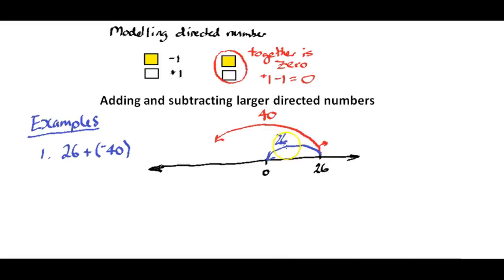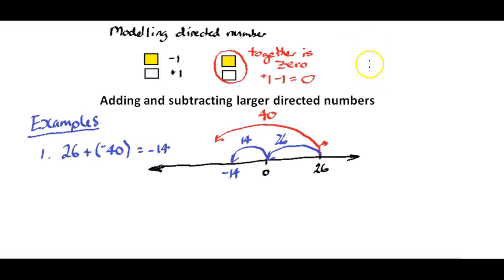And how much have I got left over? I've used up 26 out of the 40. So another 4 will get me to 30, and another 10 will get me to 40. So I need to jump 14. Now if I go 14 this side of 0, I end up at negative 14. So the answer is negative 14.